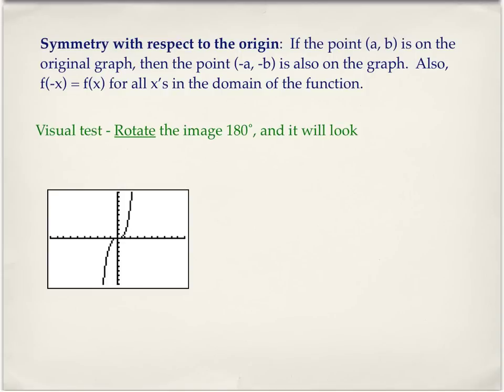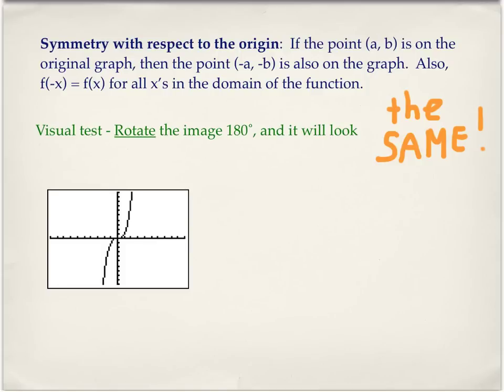But by far we will mostly use this visual test, and that's to rotate the image 180 degrees, and it should look, actually, the same or identical. And so if we do that, and it's a pretty easy task with your calculator, indeed that will be the primary test that we use to see if we have symmetry with respect to the origin.